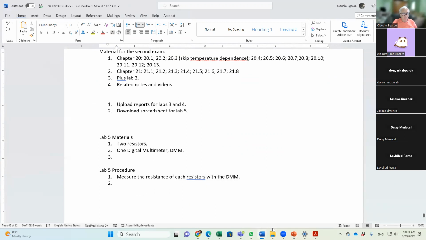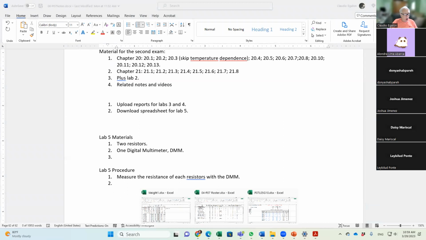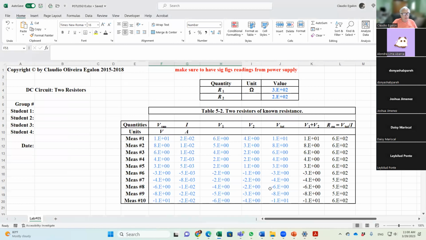Lab 5 procedure. Once you measure the resistance of the resistors, you are going to have those 2 values here. This one is 346 and the other one is 220. We're going to use that for the sake of comparison.